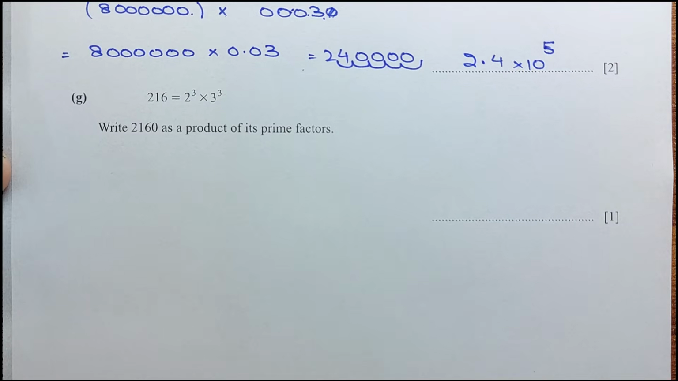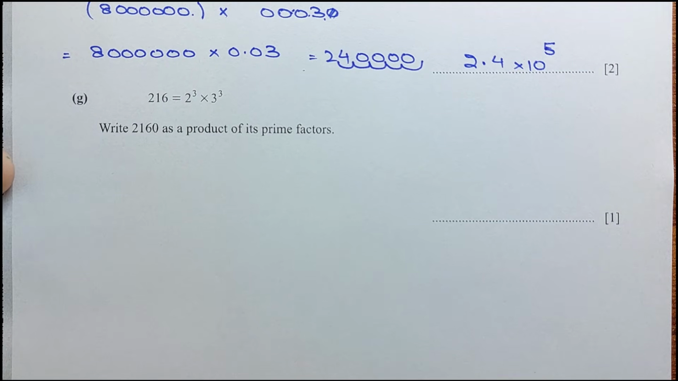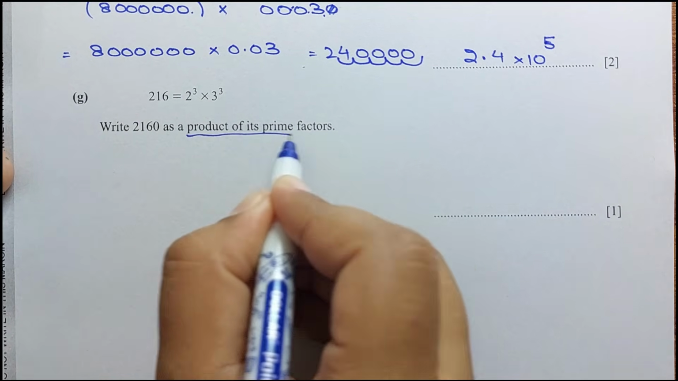Part G, write 2160 as a product of its prime factors.